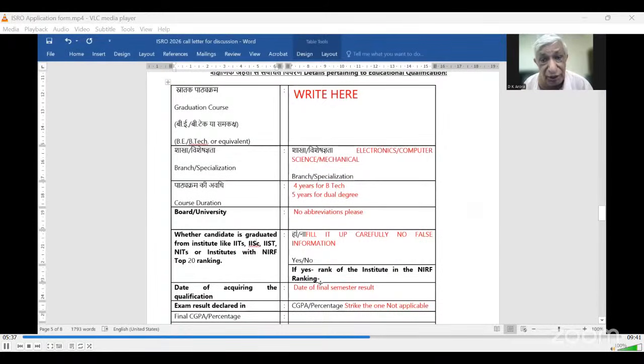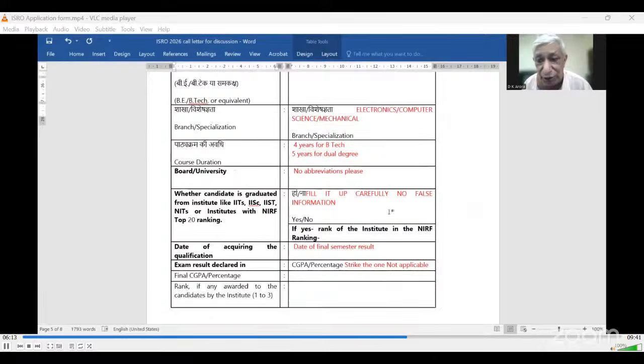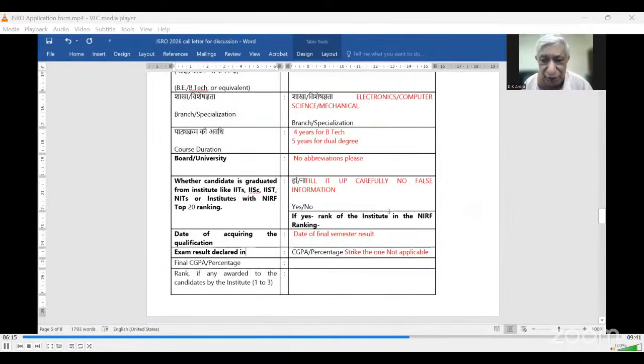Graduation course, whether it is BE, BTech or any equivalent nomenclature, you have to write here. I have mentioned it in reading. Then the specialization, it's electronics or computer science or mechanical as the case may be. Duration, it's 4 years for BTech and 5 years for dual degree, already mentioned. Name of the board or university, don't write any abbreviations. Please write full. Did you graduate from IIT, IISc, IIST, NIT, or institute with top 20 NIRF ranking? Write it carefully. Check the NIRF ranking list, which is available on the NIRF website, and fill up as applicable.